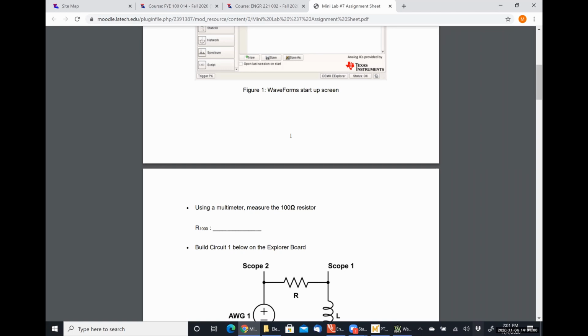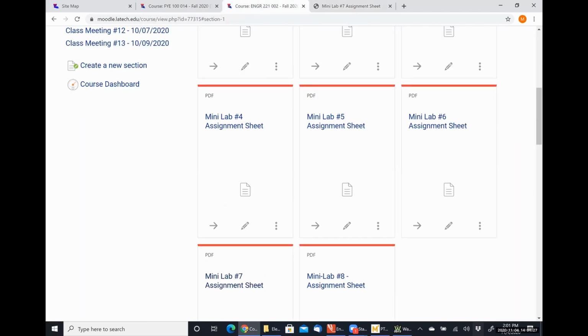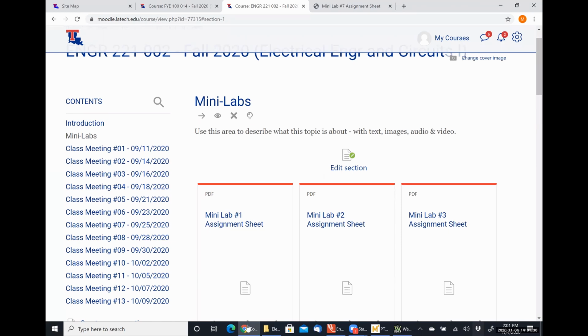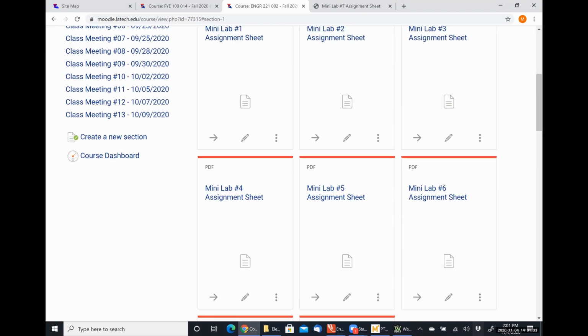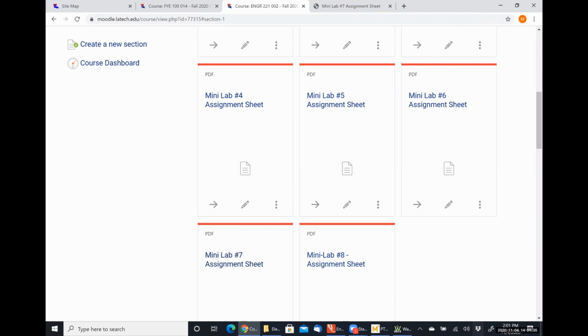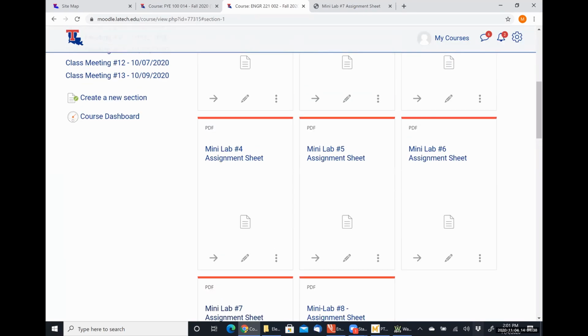Pulling it off the table. Dr. Harvin, I'm not seeing the lab sheet on Moodle. You're not seeing it on Zoom or on Moodle? I thought you said you uploaded it to Moodle. Yes, if you go onto our courses webpage, and then you click on the thing that says mini labs, and then you scroll down to lab 7. It's on the other, it's not on the combined. Okay. All right. Thank you.